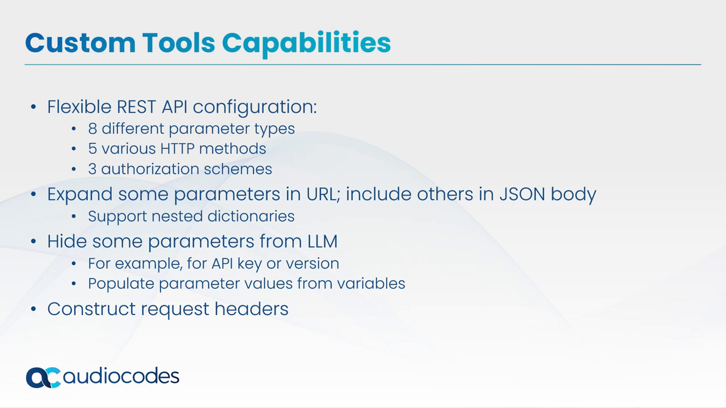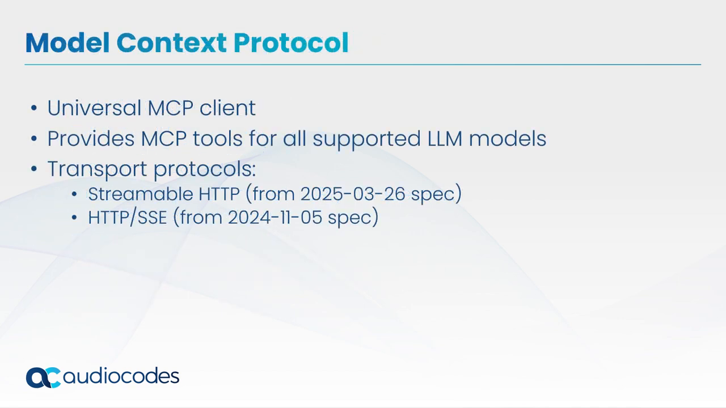Last but not least, you may use Model Context Protocol to connect to MCP servers. MCP is a modern alternative to the REST API that is specifically designed for connecting AI systems to external data sources. LiveHub provides a universal MCP client that lets any AI agent use MCP tools with any supported LLM.